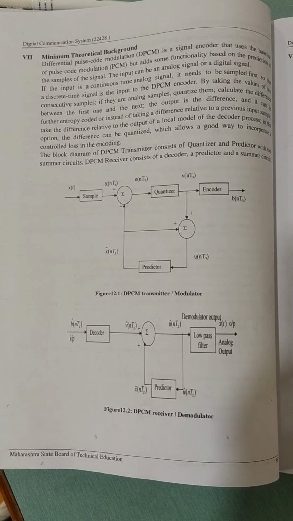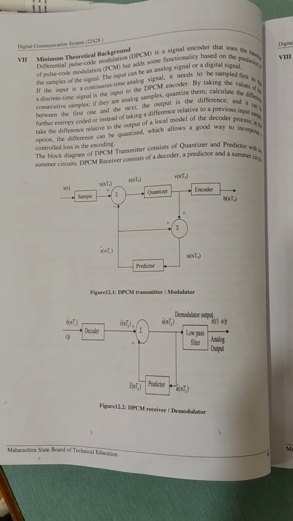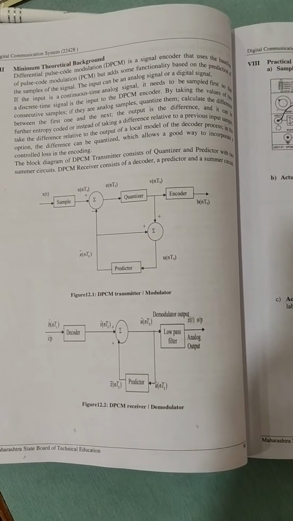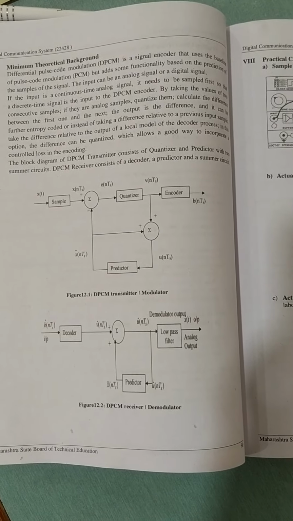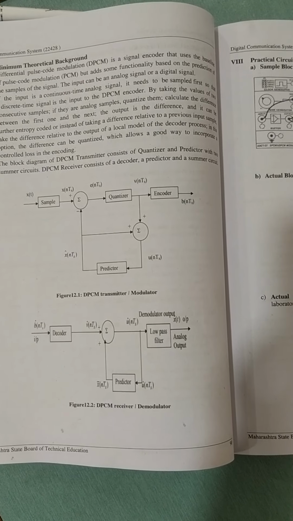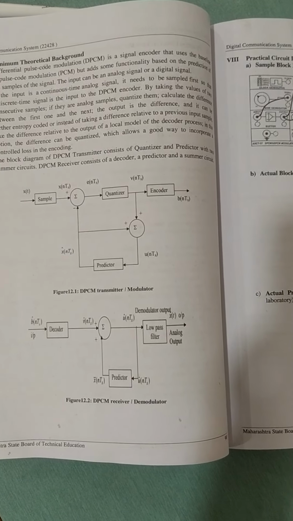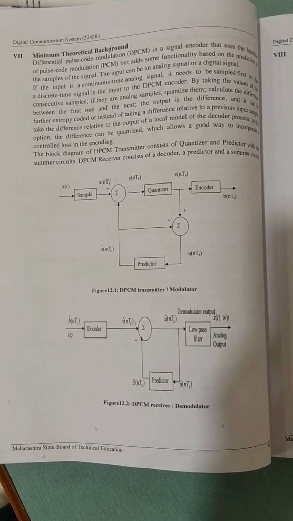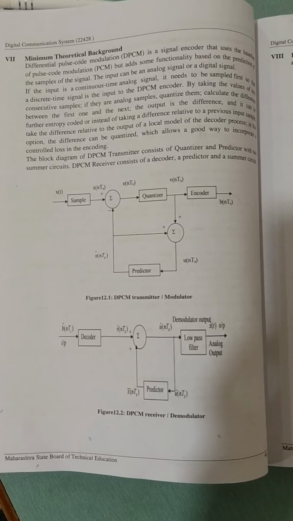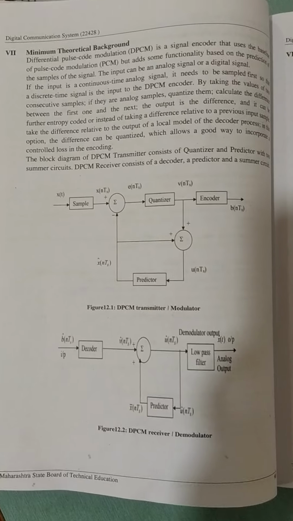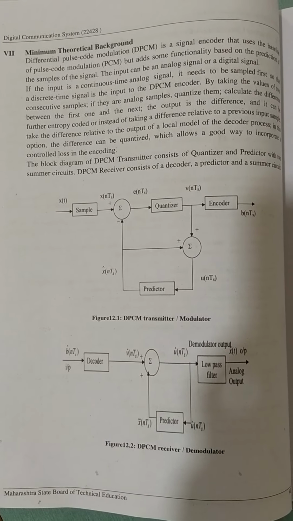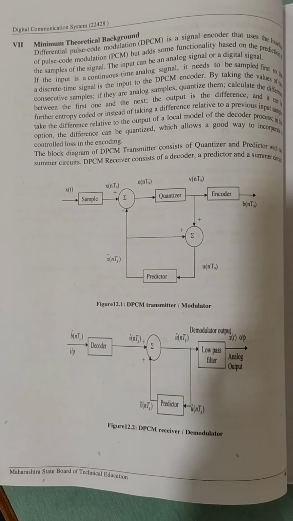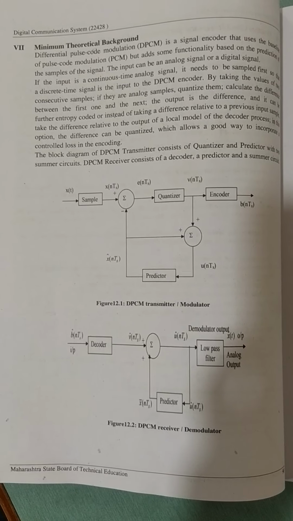Now the theoretical background required for this practical is that differential pulse code modulation is a signal encoder that uses a baseline of pulse code modulation but adds some functionality based on the prediction of the sample of the signal, and the input can be an analog or digital signal. In that we can predict a future sample based on the present sample and previous sampled signal. If the input signal is a continuous time analog signal, it needs to be sampled first so that a discrete time signal is the input to a DPCM encoder.